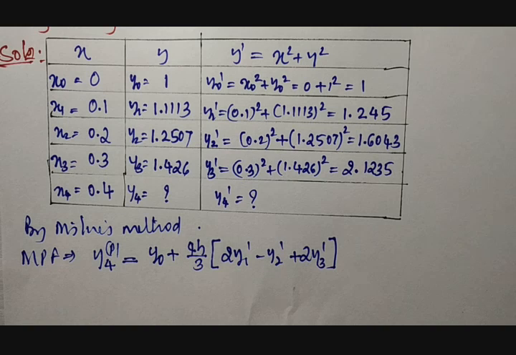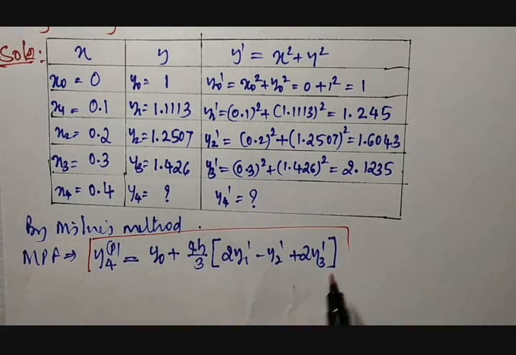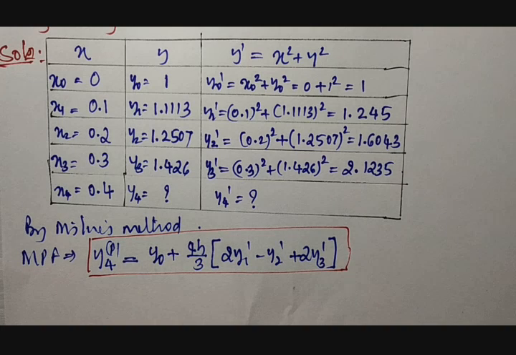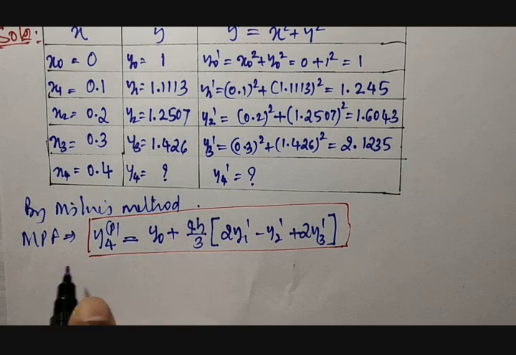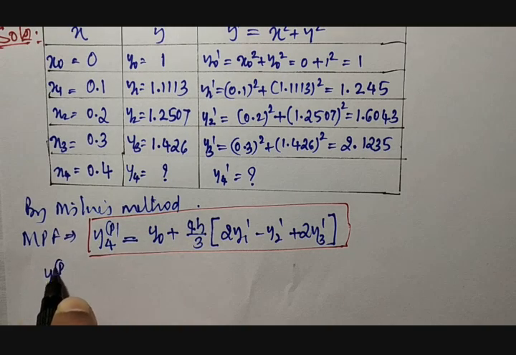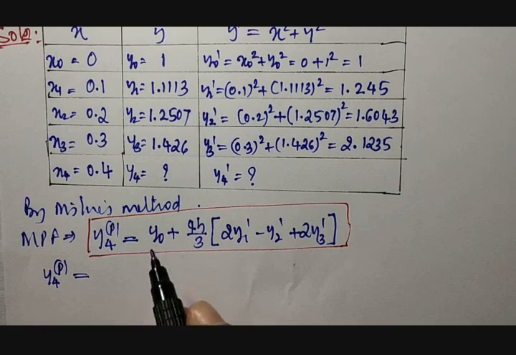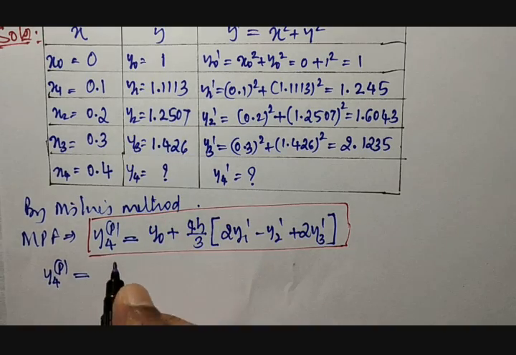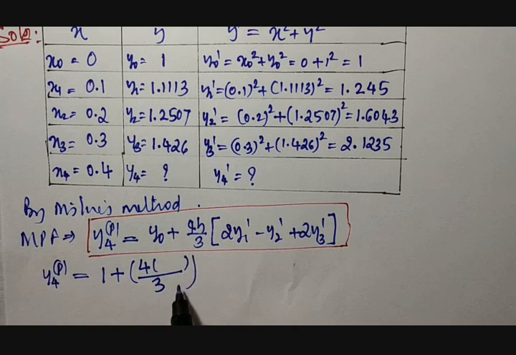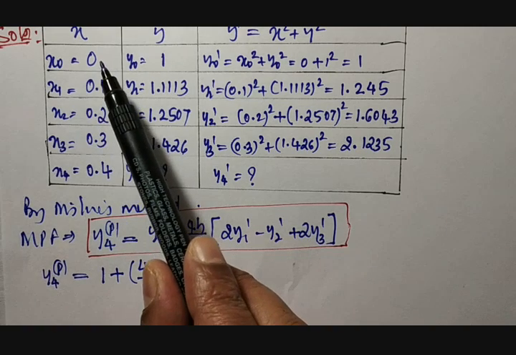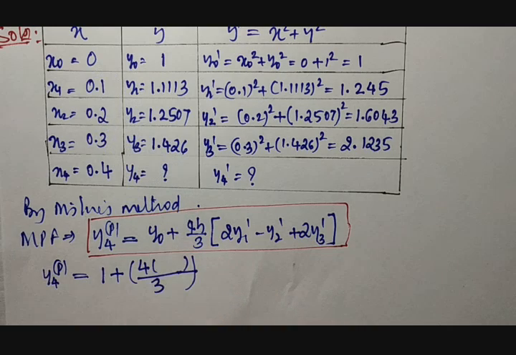This is a very important formula to calculate the predicted value. In this, if we substitute the results from the table, what happens? Prediction to y4 is equal to y0. What is y0? 1 plus 4 times h, divided by 3. What is h now? H is nothing but the step size. 0.1, 0.2, 0.3, 0.4 means it is 0.1.